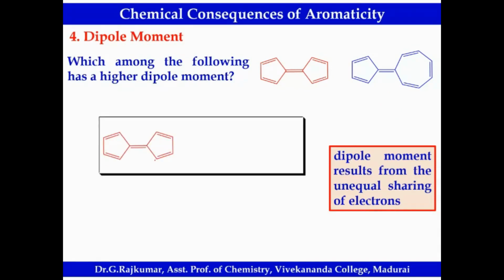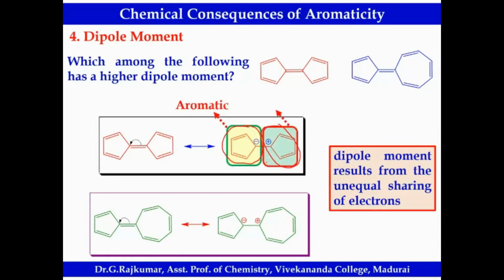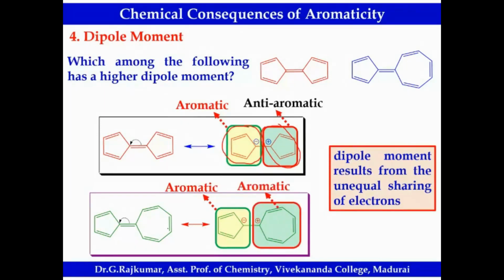Look at this first one. So the electron displacement we have discussed in the fulvalene type compounds. Okay, electron displacement can take place like this, and this part is anti-aromatic, this part is aromatic. The overall compound is non-aromatic. So this is the aromatic part. This is the anti-aromatic part. Look at this. This part is aromatic, and this part is also aromatic. Hence, the displacement of electrons is favored in 2. Hence, this compound has a higher dipole moment.